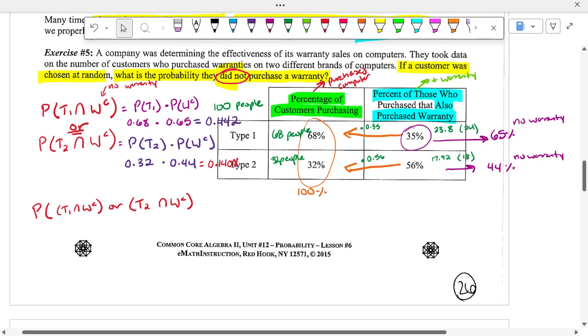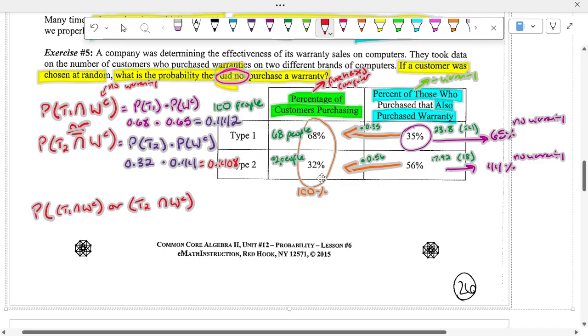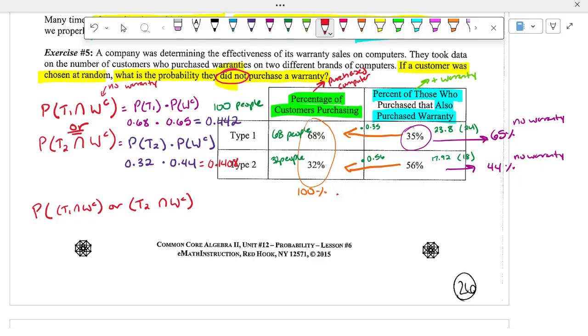All right. And we're assuming there's no overlap, okay? Because if you look, these completely add up to 100%. Okay, so since they add up to 100%, we can assume there's no overlap. So we just add these two probabilities. So 0.442 plus 0.1408. So what's that probability? So if you add those two together, what is it?